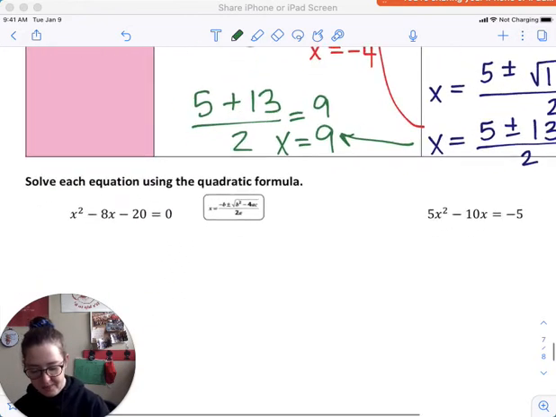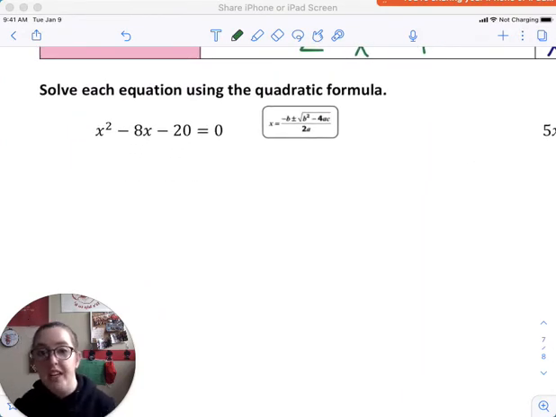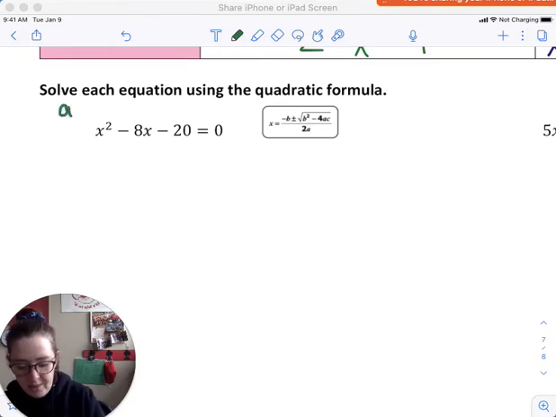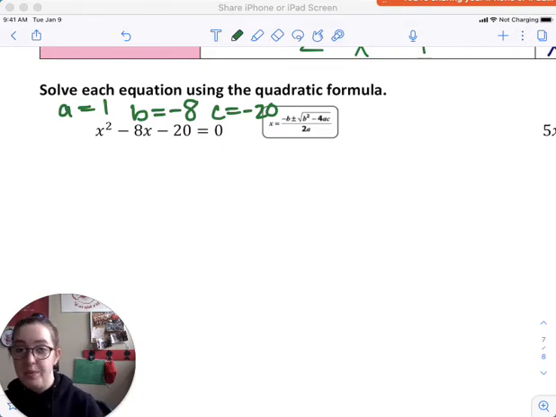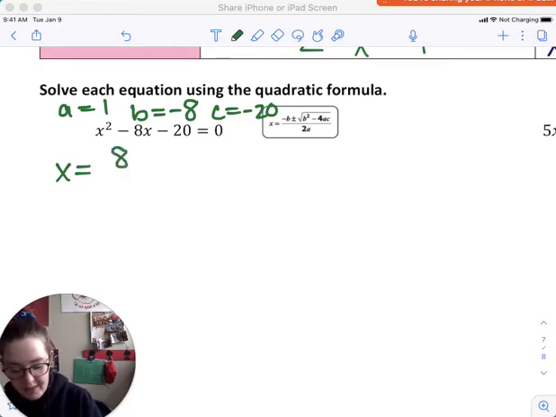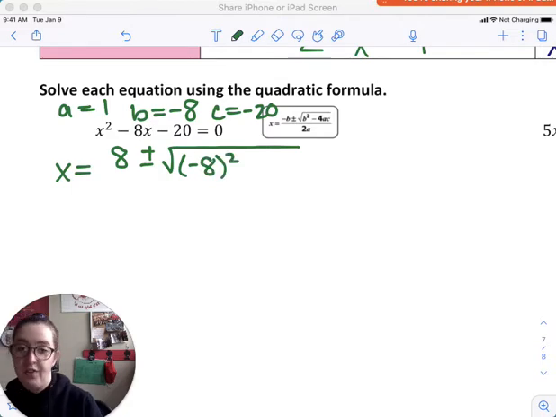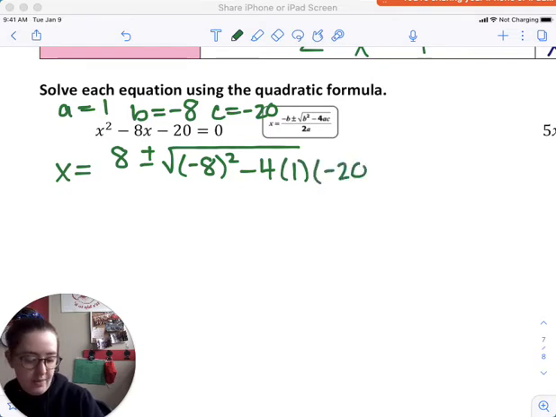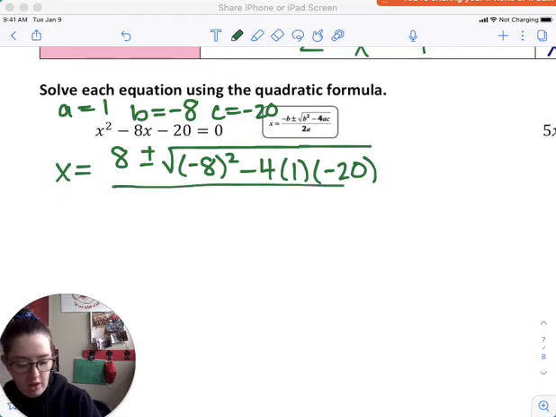Okay, let's take a look at this next one. The first thing we want to do is figure out what a, b, and c are. a is the number in front of x squared, that's 1. b is the number in front of x, that's negative 8. c is the number without an x, that's negative 20. Then we're going to substitute everything into our formula. x equals the opposite of b, so the opposite of negative 8 is positive 8, plus or minus the square root of b squared, so negative 8 squared, don't forget those parentheses, minus 4 times a is 1, c is negative 20, all over 2 times our a is 1.